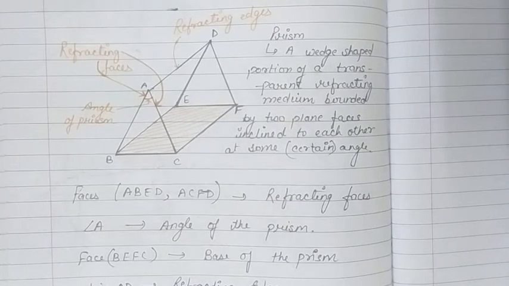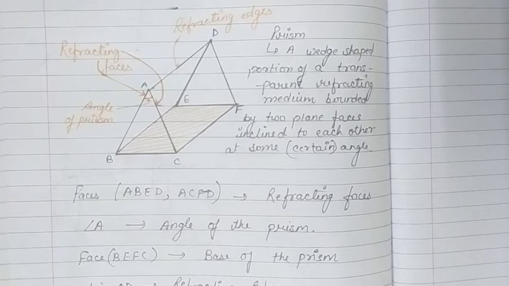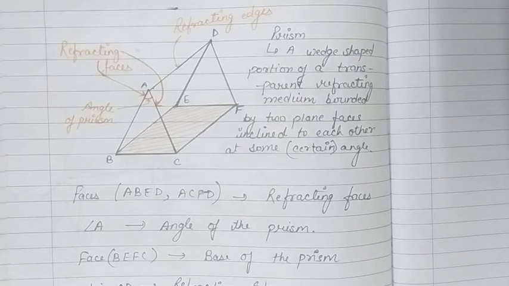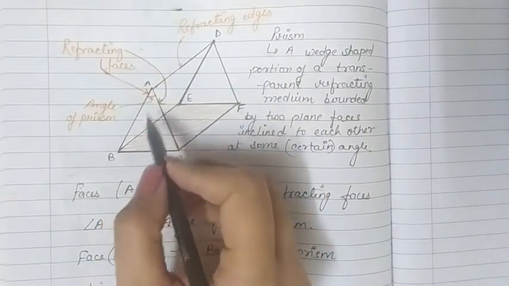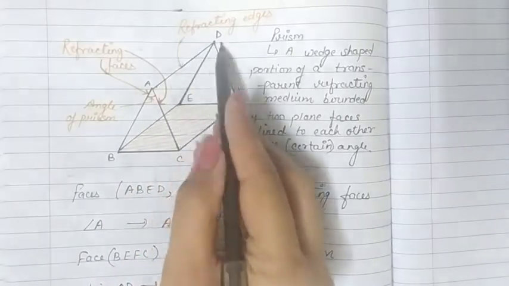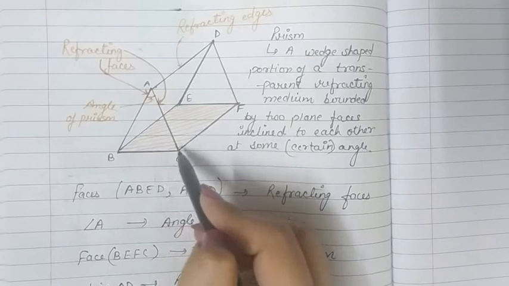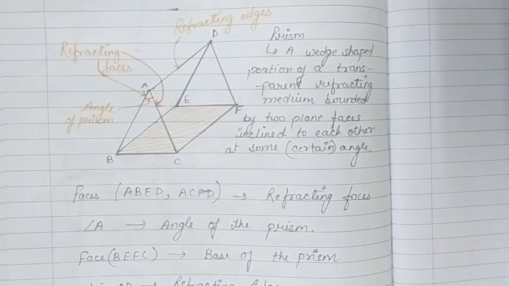So this is the prism. Now, if we cut a section of the prism by a plane perpendicular to the refracting edge, then this section is called the principal section of the prism. For example, this plane ABC. If we cut a plane perpendicular to this refracting edge, just like plane ABC, then that section of the prism is called the principal section.